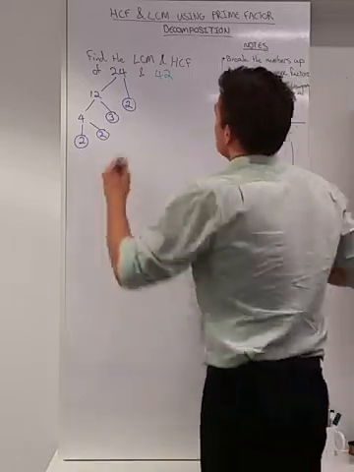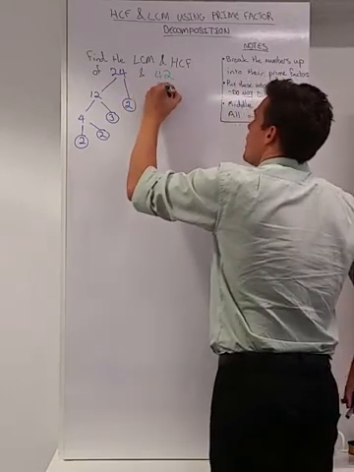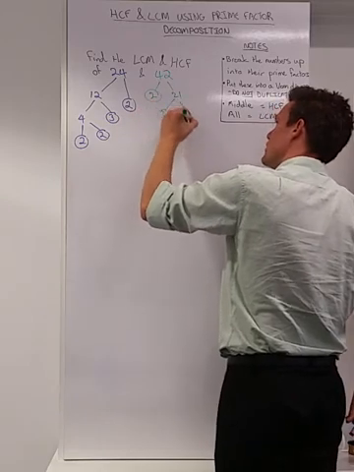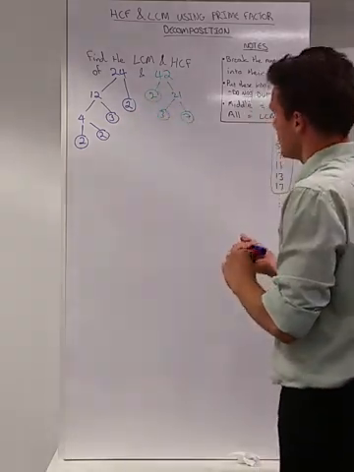As soon as we get to our prime factors, we stop. So 42 here, I can split into 2 and 21. 2 is prime. 21 I can split into 3 and 7. And that's relatively simple, that's where it stops.